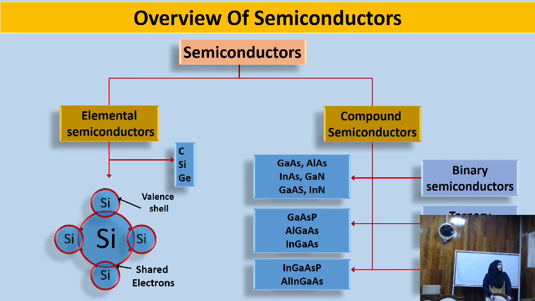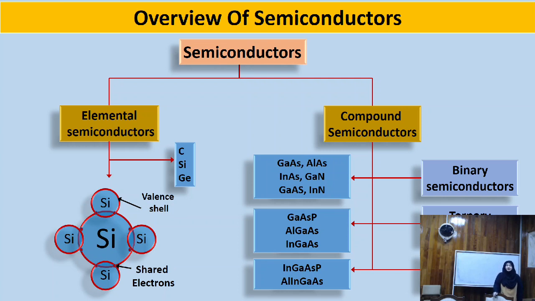So, overview of semiconductor material. We know that semiconductor materials are those materials that have their conductivity value lying between the conductors and non-conductors. Semiconductor materials are divided into element semiconductors and compound semiconductors. Element semiconductors are those materials that have single species elements such as carbon, silicon and germanium. And the compound semiconductors are subdivided into binary semiconductors, ternary semiconductors and quaternary semiconductors.